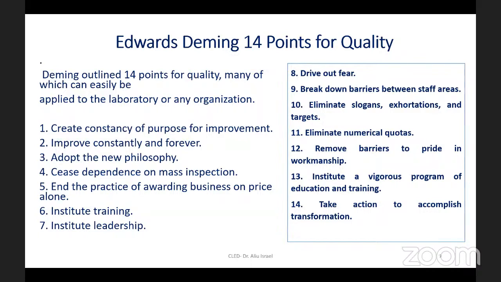So he said that we must constantly create a purpose for improvement. Then you have to improve constantly and you have to improve forever. The forever means that it's a continuous journey and not a one-off thing. Institute training, institute leadership, drive out the fears, eliminate issues that will warrant it, take actions to accomplish such transformation.